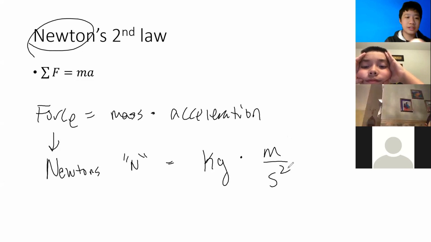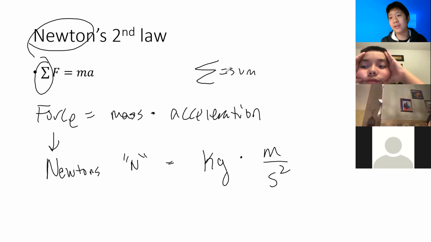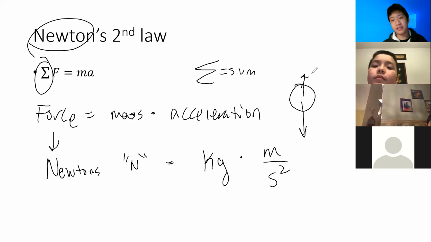Okay? So if you've noticed, we have this little symbol. If you've done algebra, which I'm sure you have, this means sum. So this basically means that if we add all the forces acting upon an object together, then that equals ma. So what do I mean? Well, in the real world, there's not just one force acting upon an object. Even in a falling object, there's always the force of gravity, right? But there's also the force of air resistance, right? So if we sum all the forces acting upon an object together, then we're going to have the object's mass times its net acceleration, okay?